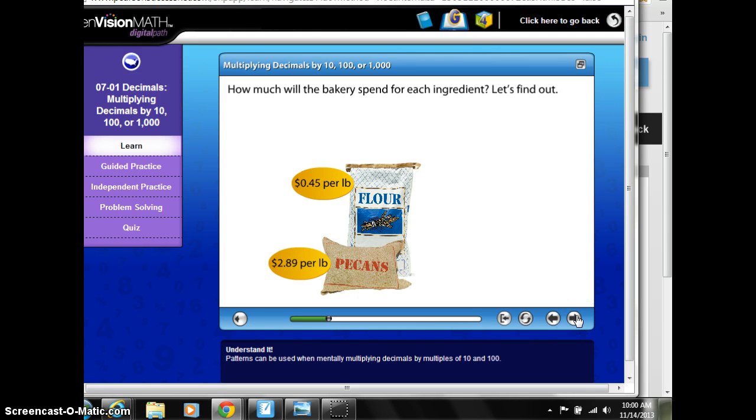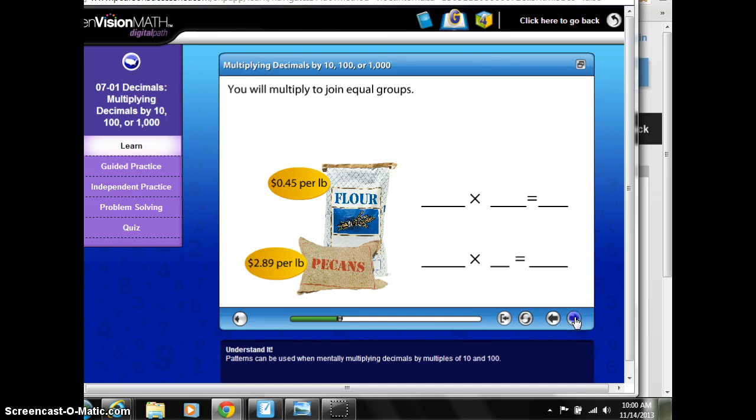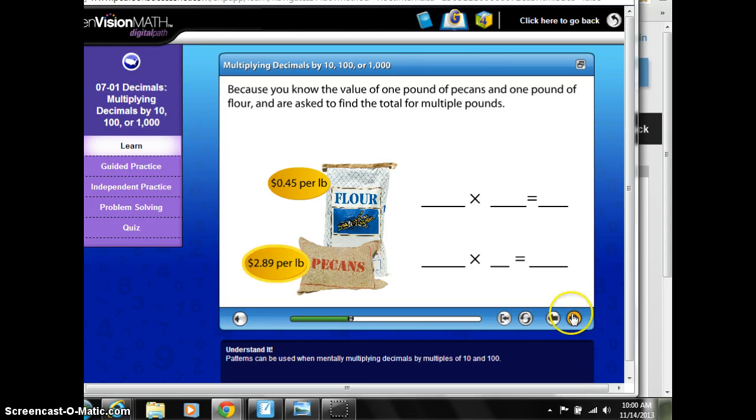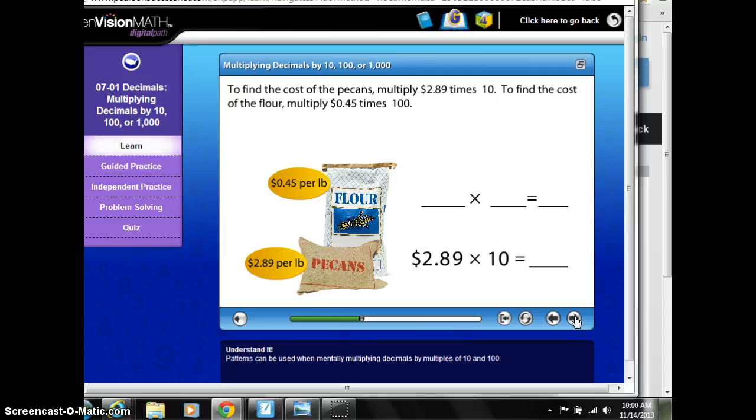We are going to ask how much she is going to spend on each ingredient if she joins these equal groups with how much she needs to spend. So we want to find the cost of each ingredient. If she has to buy 10 pounds of pecans instead of just 1 pound, and if she has to buy 100 pounds of flour instead of just 1 pound. So all we need to do, let's start with the pecans.